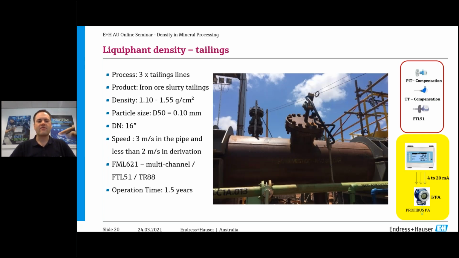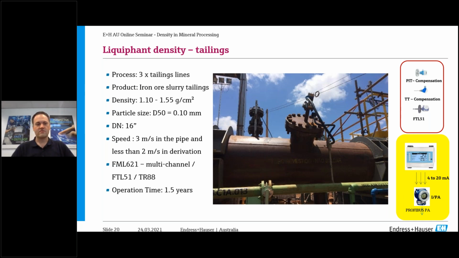And finally, the final example I have for the liquefant is tailings lines applications. So this is again on iron ore tailings. I tried to keep the same commodity to standardize the comparison between the different particle size and the velocity and the operational lifetime. So this here, the particle size was 0.1 mil. This is a 16-inch line, and you can see on the picture there, the speed of the slurry was quite high, but the site mitigated that by having the vibronic fork in a spigot piece here. As you can see here, it sticks out. And the operation time of the device here was 1.5 years. This one also had pressure and temperature compensation.